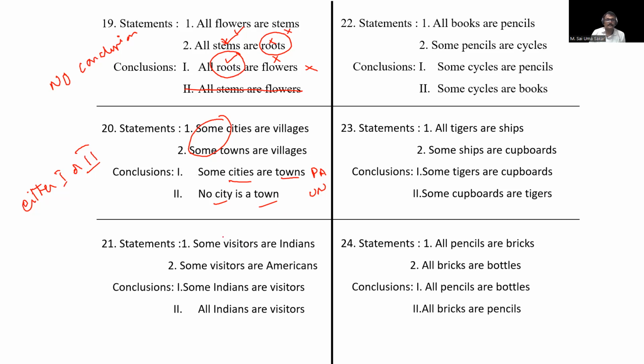Next, go to the next one. Some visitors are Indians. Some Indians are visitors. First one is valid. Some visitors are Americans. Some Americans are visitors is not valid. Now, is there any possibility of mediate inference? Here, both of the statements are particular, so there is no mediate inference.